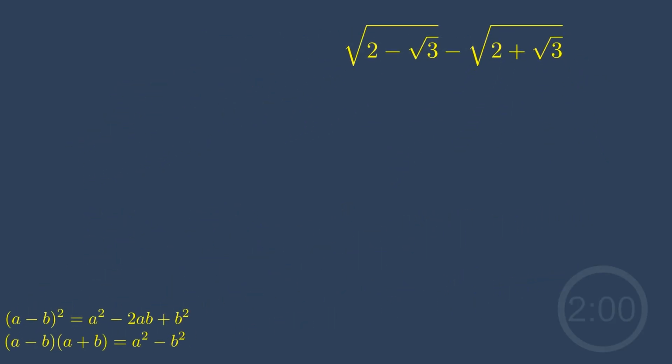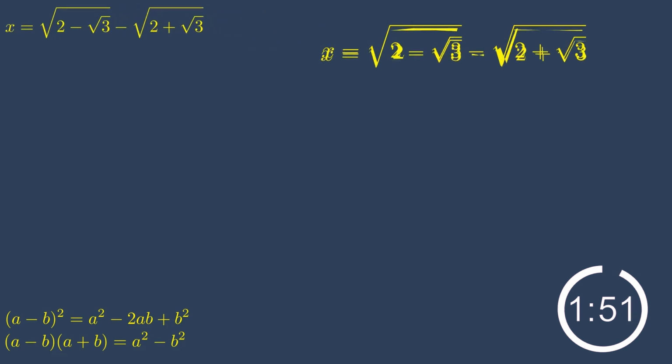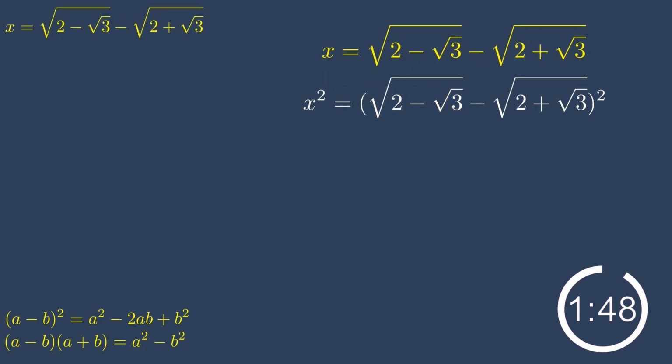Just watch. Firstly, let's take a variable, say x, and set its value to our expression. This will be critically important for later. Next, we square both sides of our equation. This is where our first identity comes into play.